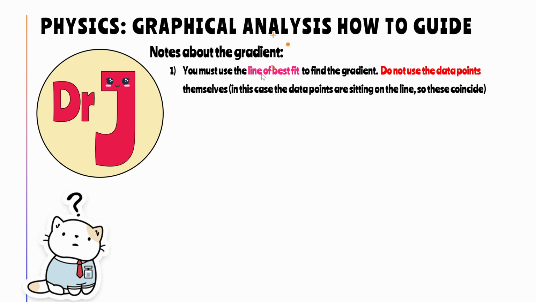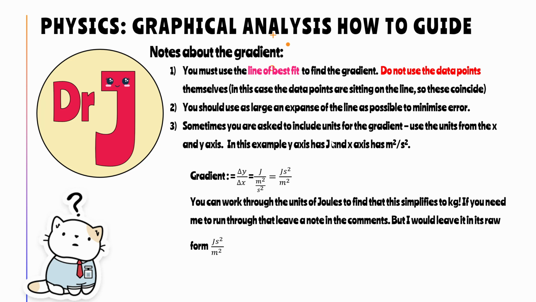So you must use the line of best fit to find the gradient. Don't use the data points themselves. In this case, the data points are sitting on the line, so these coincide, but they won't always. You should use as large an expanse of the line as possible to minimize error.